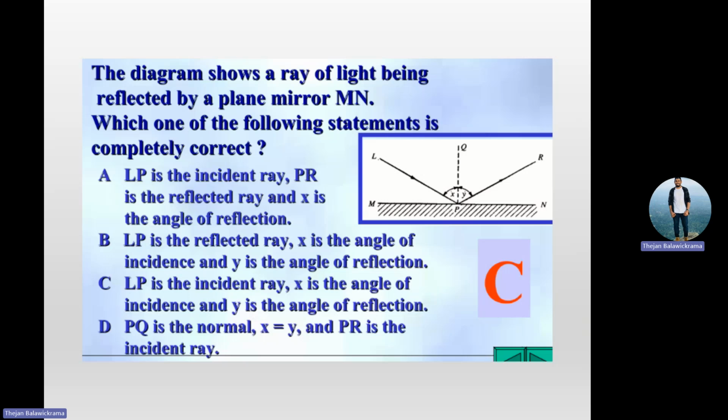So why the first one? LP is the incident ray, correct. PR is the reflected ray, and X is the angle of reflection. No, that's wrong. X is the angle of incidence, correct. Y is the angle of reflection. LP is the incident ray, correct. X is the angle of incidence, Y is the angle of reflection, and PR is the reflected ray. And PQ is the normal, correct. X equals Y, correct. So these are simple ones.